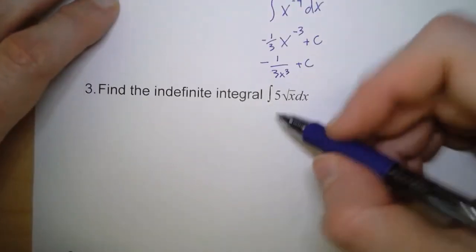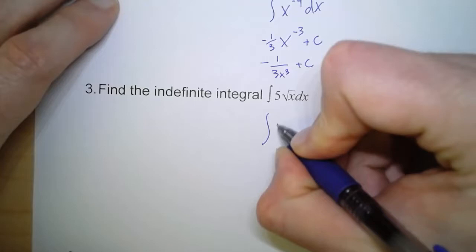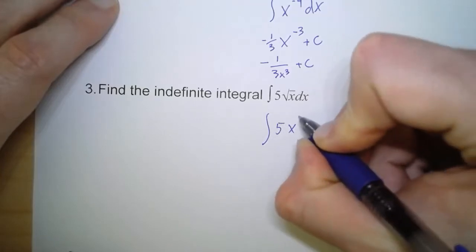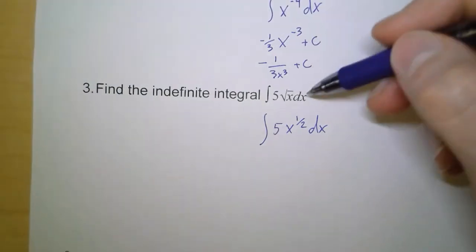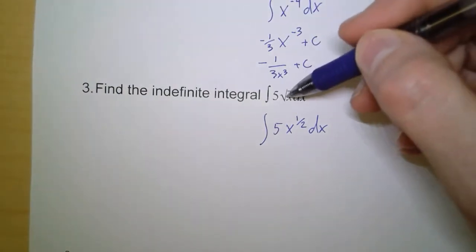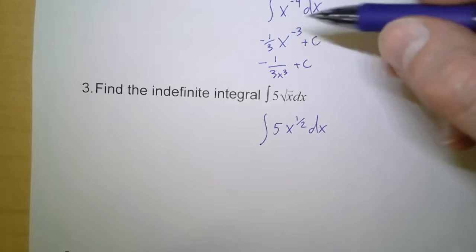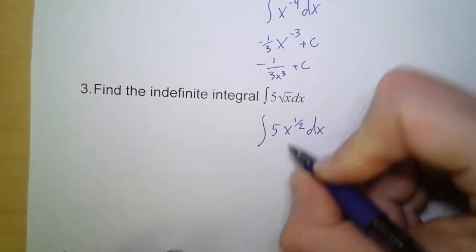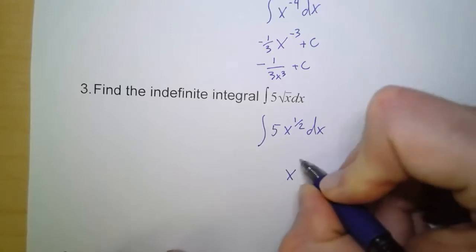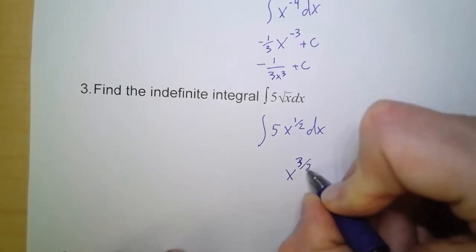So for the third one, when you take a radical, that's the same as raising it to the 1/2 or the 1/3 or the 1/4 power, depending on what the radical is. Since this is the square root, this is x to the 1/2. And so what's going to happen is, when we take the antiderivative, x to the 1/2 becomes x to the 3/2.